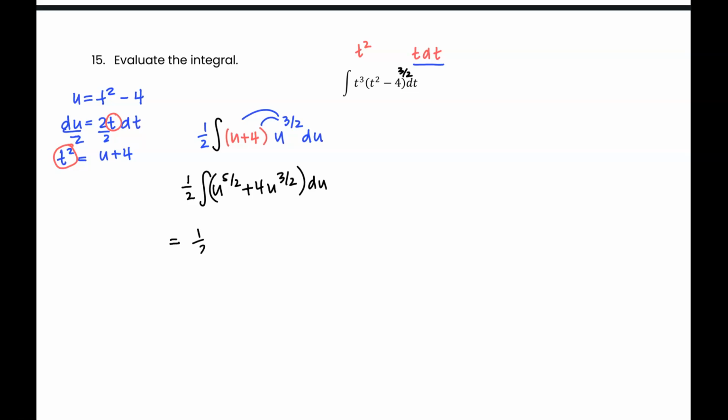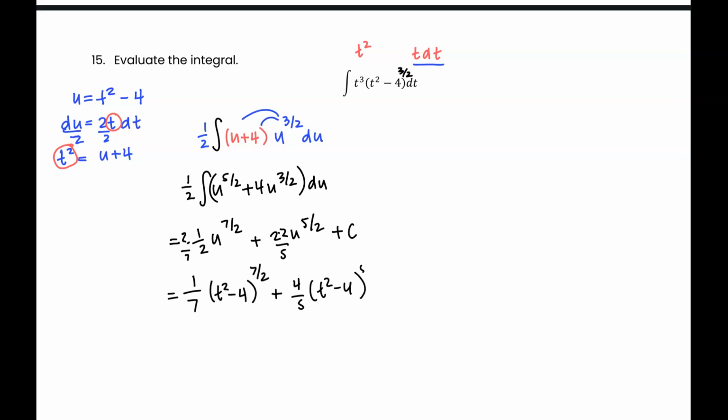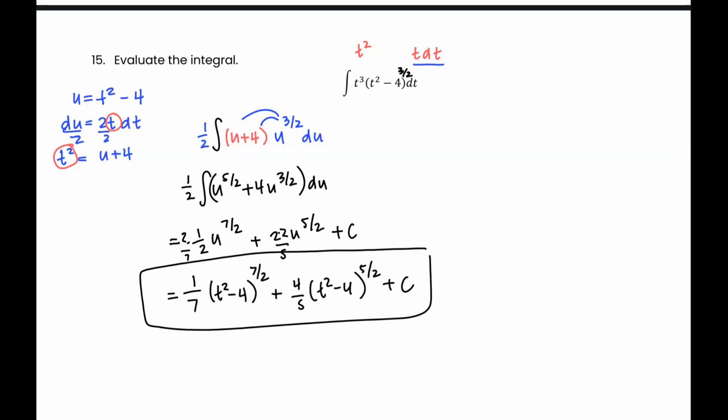So this is equal to 1/2 u to the 7/2 times 2/7, plus, that'll get distributed, a 2 u to the 5/2 times 2/5, plus c. So we'll have a 1/7, I did the 1/2 and the 7 in a single swoop, u, which is t squared minus 4 to the 7/2, plus 4/5 t squared minus 4 to the 5/2 plus c. Boom, done. All right, that was not my goal, right?